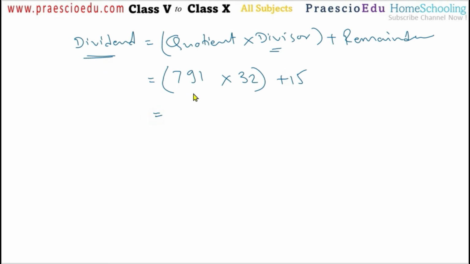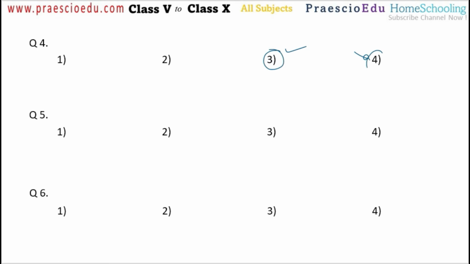So after this multiplication you will get 25,312 plus 15, okay. So after this addition, 12 plus 15 comes 27, means 25,327, and this is given in option number 2. So for question number 5, option number 2 is the correct one.